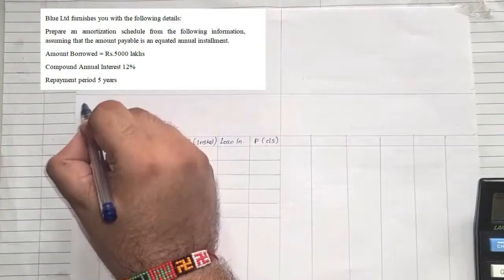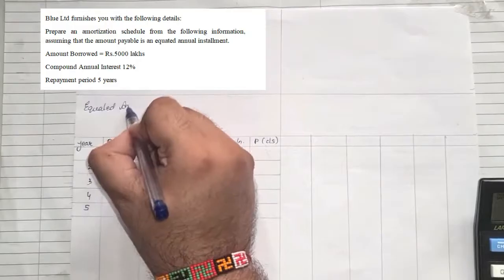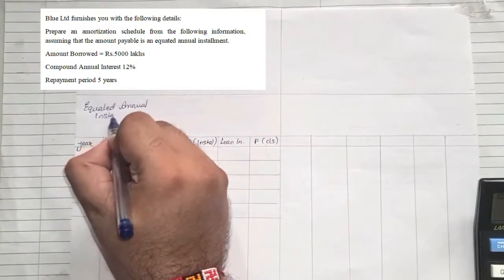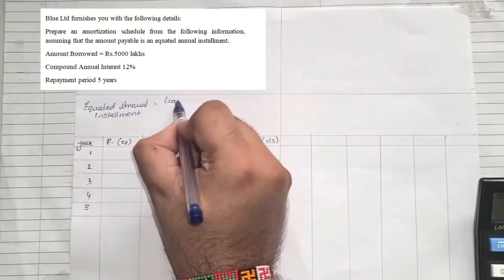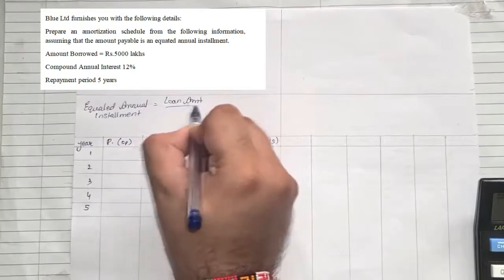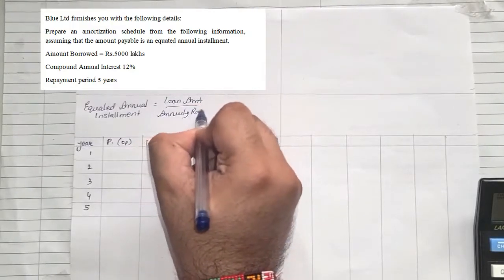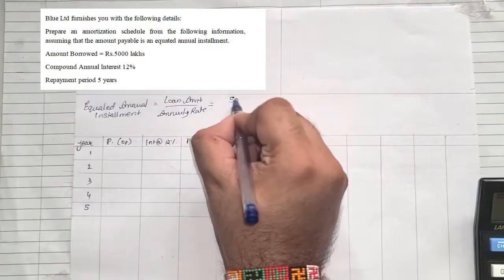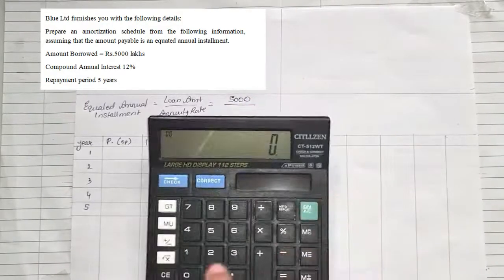Now we need to find the equated annual installment, or the loan installment value. The formula was loan amount divided by the annuity rate. The loan amount in this question is 5,000 lakhs, so I'll write it as 5,000 divided by, now how to calculate this, again on the calculator.